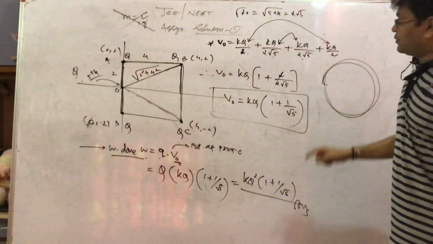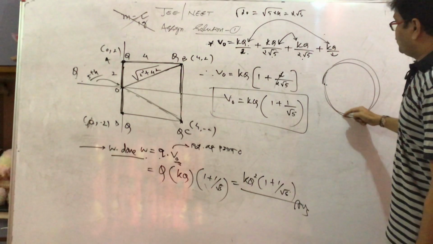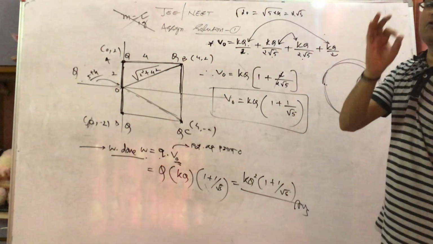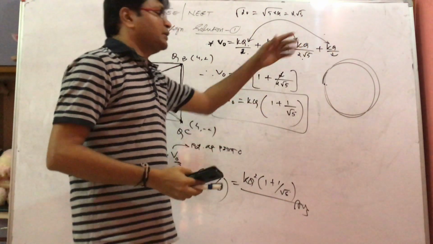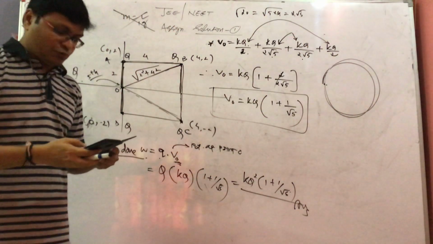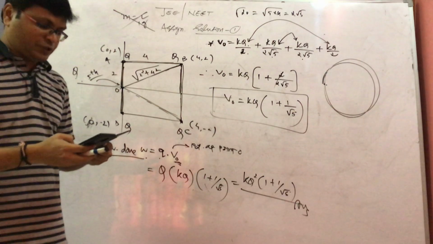And second characteristic, work done required in moving charge along any closed path is always equal to 0. So here along any closed path, that means the answer is 0. So question number 4 of practice session 1, the answer is 0.